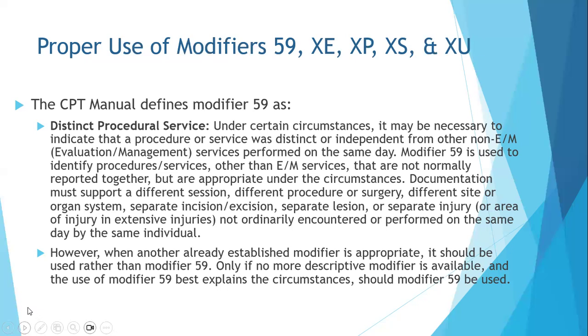Again, when another already established modifier is appropriate, it should be used rather than a modifier 59. So if it's a different modifier, or if an X modifier is more appropriate and the insurance that you're billing to accepts the X modifiers. There are some payers that don't accept the X modifiers, and in those cases, you're going to use your 59.